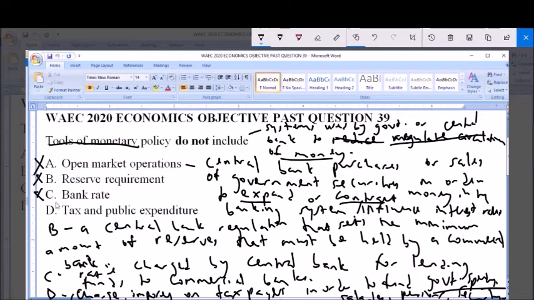And as we have seen here, it is not used to regulate the amount of money in the banking system. So it is not a tool of monetary policy, and hence it is the correct answer to this question.